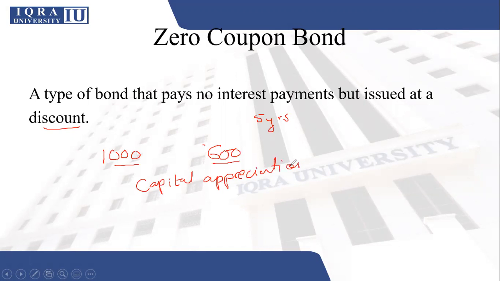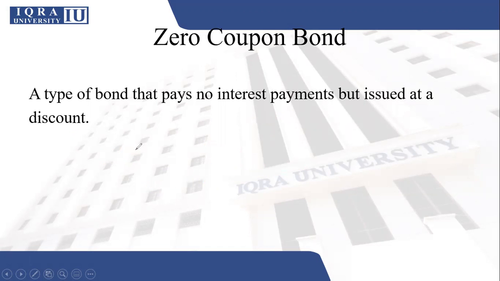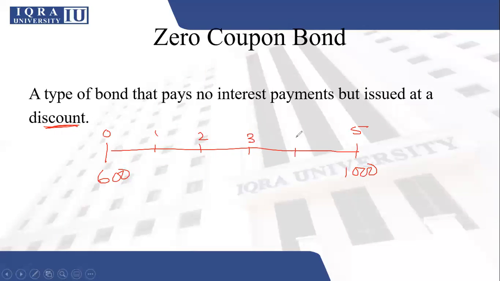So let's make a timeline also to understand this even better. I'm saying that this bond will be trading below its par value. So if the par value is, let's say, 1000, 5 years later you will get 1000, but you can purchase this bond right now for 600. And in the middle you will get no interest payment at all. The only return is this 400 over here, which is coming in the form of capital appreciation. So you purchase it for 600 and you'll get 1000 5 years later, but there is no interest payment in the middle.